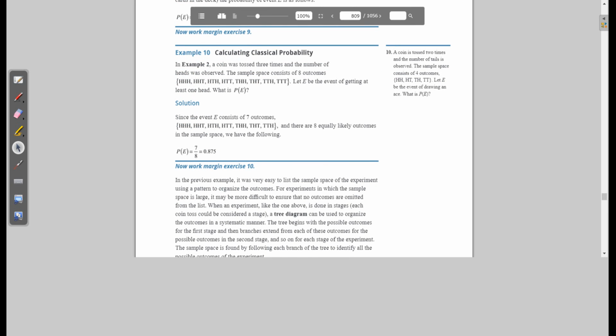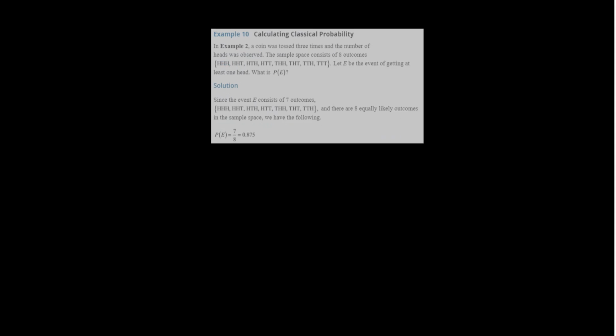Some more examples from what we did earlier. Example 2: a coin was tossed 3 times and the number of heads was observed. The sample space consists of 8 outcomes. We spoke of those 8 outcomes. Let E be the event of getting at least one head.